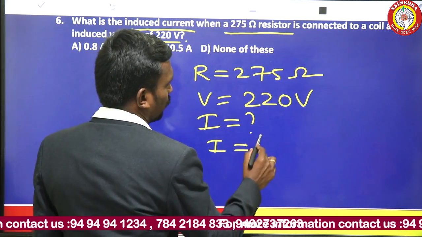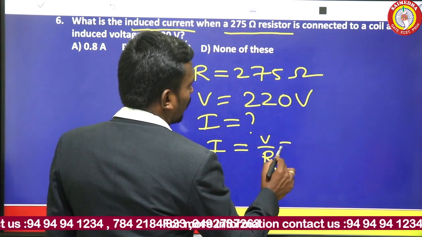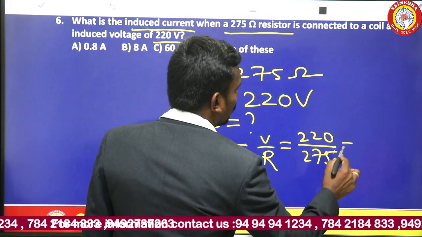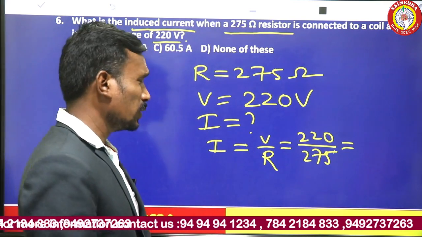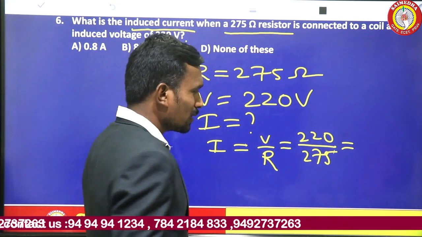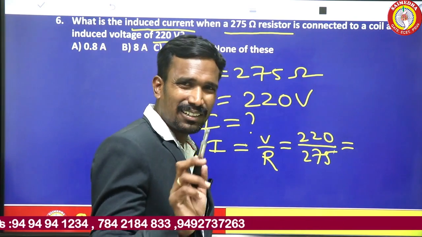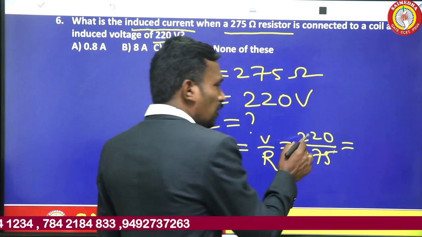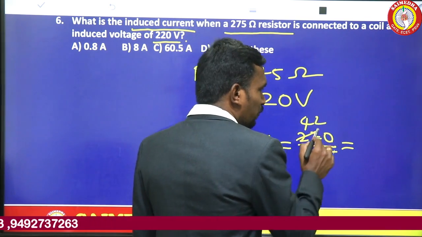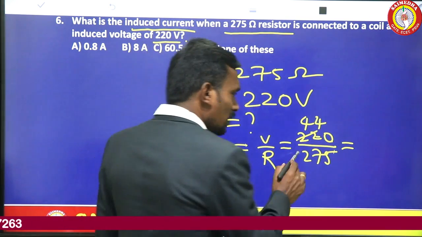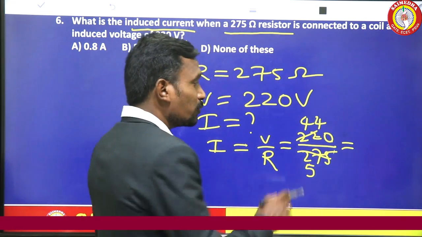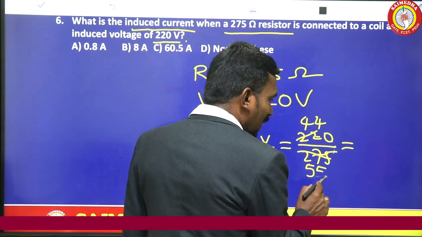Current I is equal to V by R. V is 220 upon 275. What is the answer? Let's calculate. See the calculations. Let's go for the 5th table. 5 4s are 20. Again 20 is there. 5 5s are 25. Again 25.